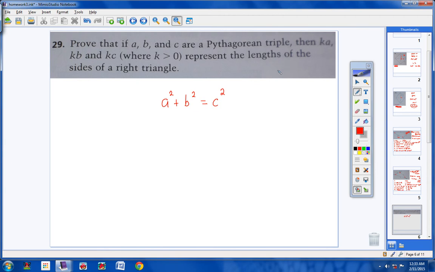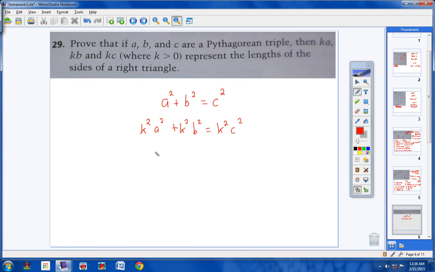Then KA, KB, and KC, where K is greater than 0, represent the lengths of the sides of a right triangle. Let's see. I'm going to multiply everything by K. I can do that. That's totally legal. In fact, I'm going to multiply everything by K squared. And you'll see why I'm doing that in a second. I'm totally allowed to do that. That's called the multiplication property of equality.